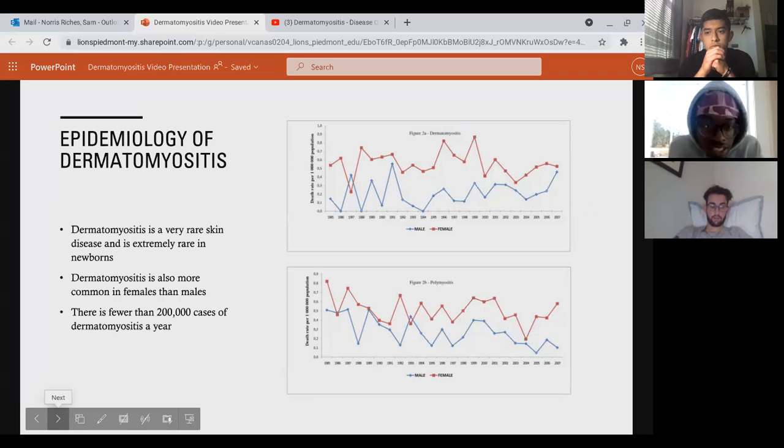The epidemiology, or statistics, of DM: it is a very rare skin disease. Dermatomyositis is very rare in newborns and rare in humans ages 3 to 40 and adults 40 to 60. It's a disease that you'll see more commonly in elderly people. It's also more common in females than males. There are fewer than 200,000 cases of dermatomyositis a year. And if you find yourself infected by it, it can last for years or even be lifelong.